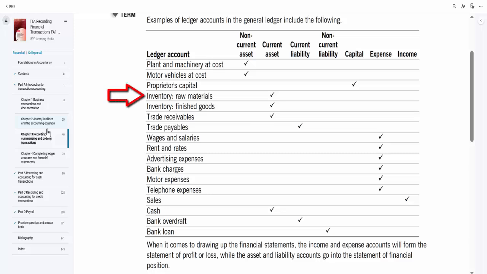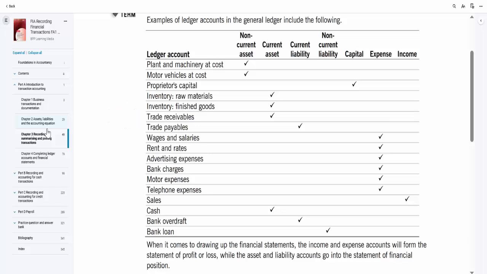Current assets, short-term assets. 4. Inventory, raw materials. Refers to materials the business uses to create its products. A current asset because raw materials are converted into goods and sold within the year. 5. Inventory, finished goods, completed products ready for sale. A current asset for the same reason as raw materials. 6. Trade receivables, money owed to the business by customers who bought goods or services on credit. A current asset because it's expected to be collected within a year.